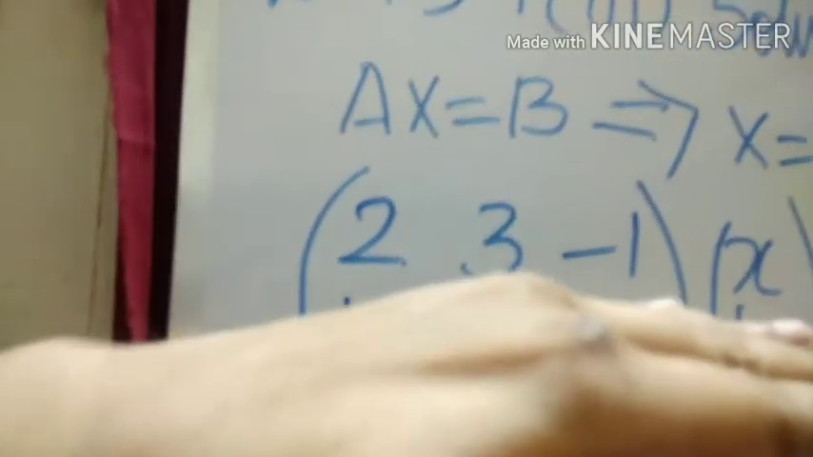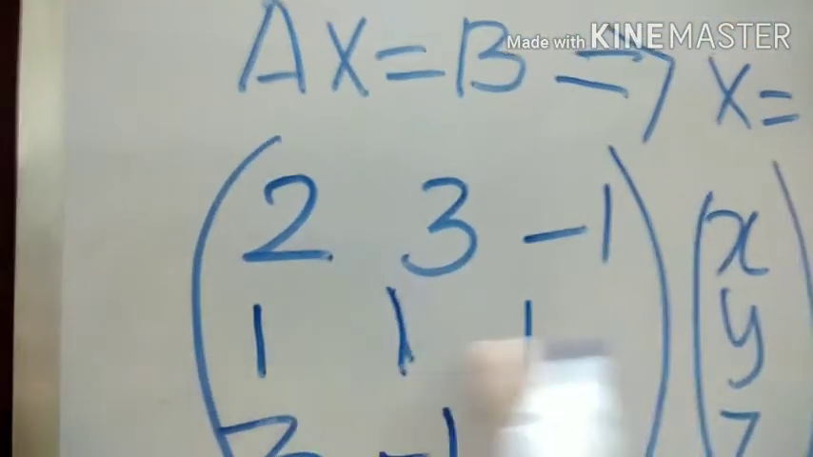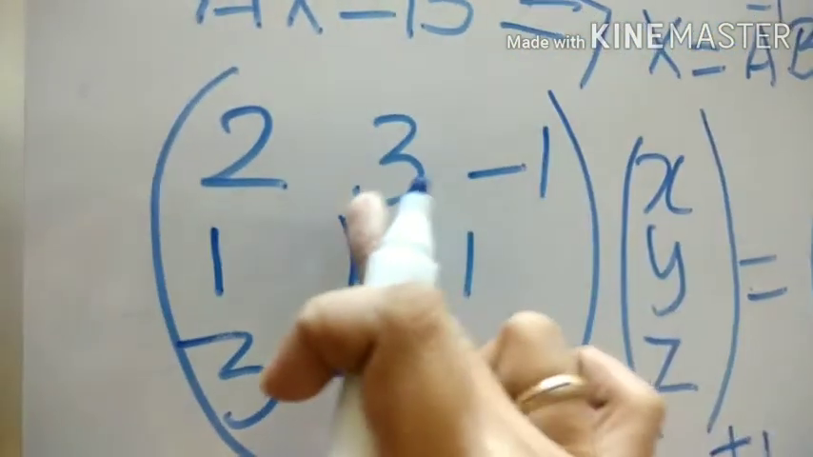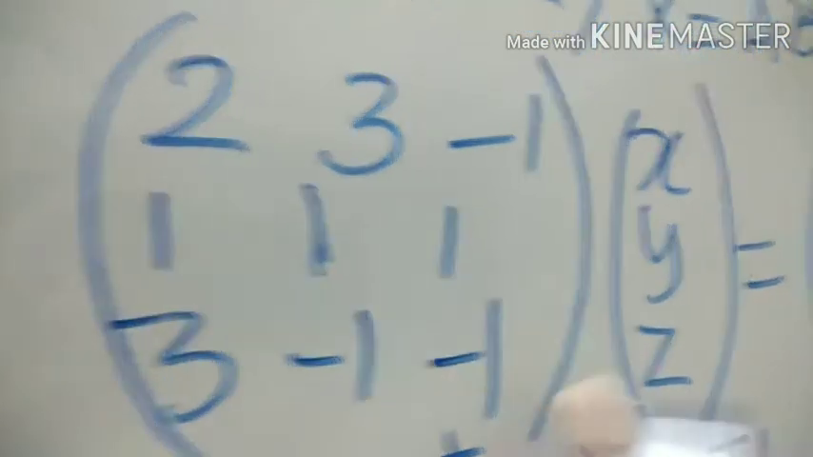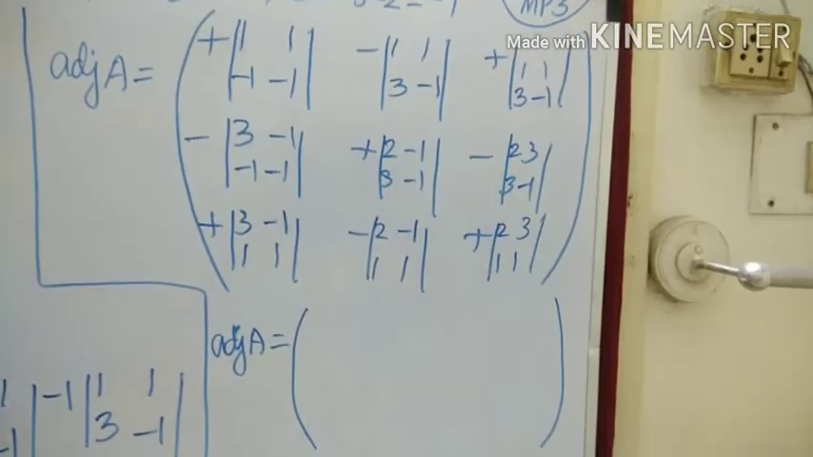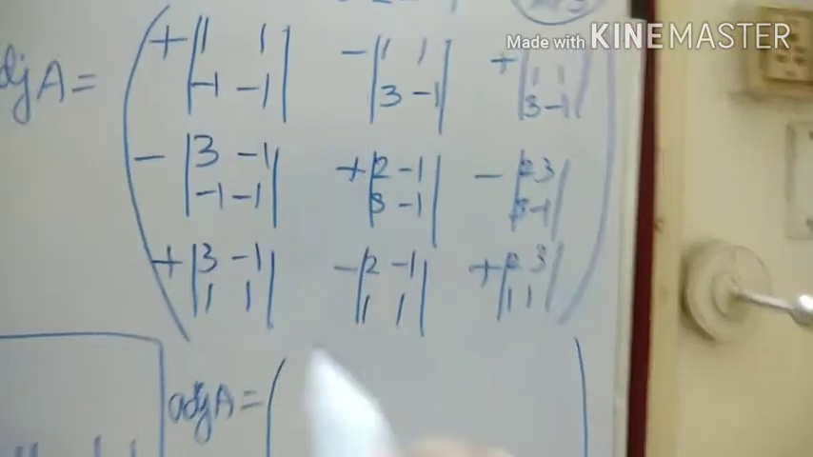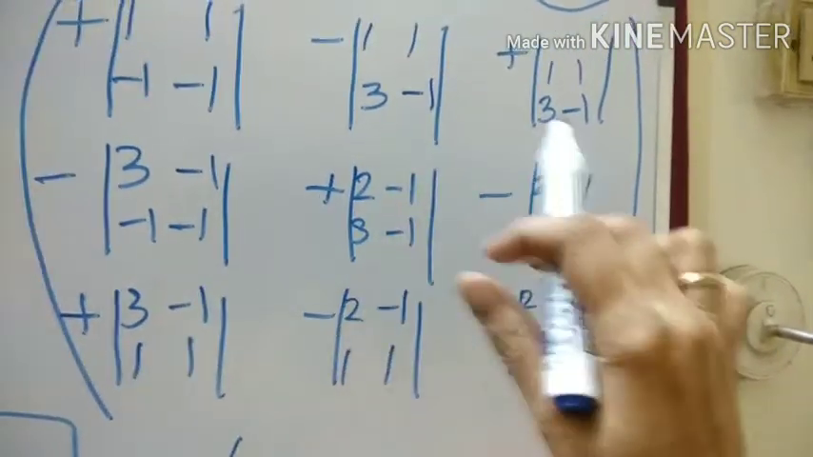Similarly, fill up the second row. Second row, first column. Hide second row, first column. What am I left with? 3 minus 1, minus 1, minus 1. Similarly, we write the remaining elements: second row, second column, third column.